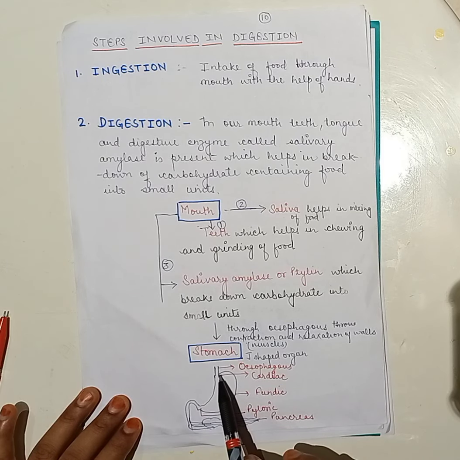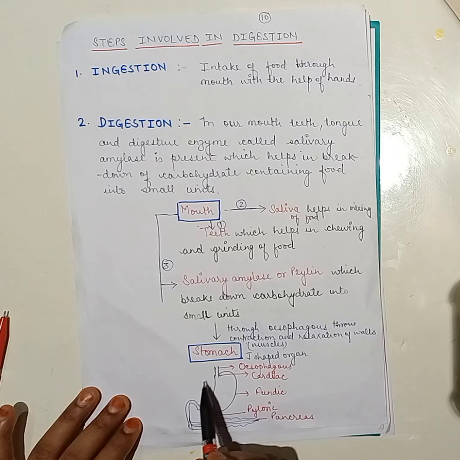The part of the stomach which is near to the heart is called the cardiac part. The largest part of the stomach is called the fundic part, and the last part of the stomach is called the pyloric part, right?